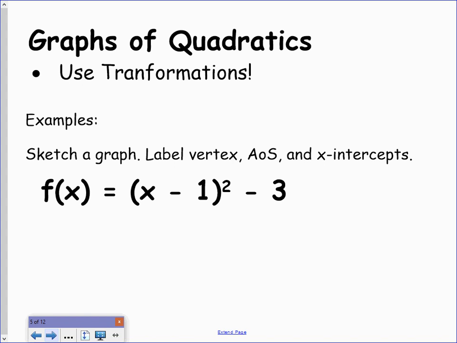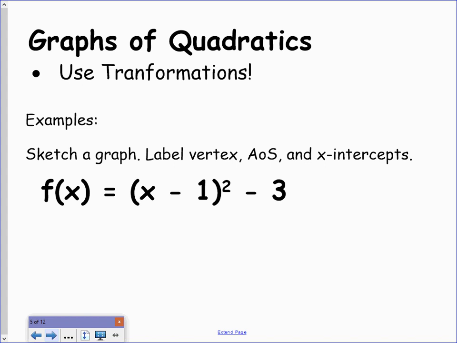When you're doing your homework tonight and we come in and check homework tomorrow, we want to make sure that you have the correct vertex as an ordered pair, the correct equation for the axis of symmetry, and exact values for your intercepts written as ordered pairs. We'll run through an example so you can see what that would look like.